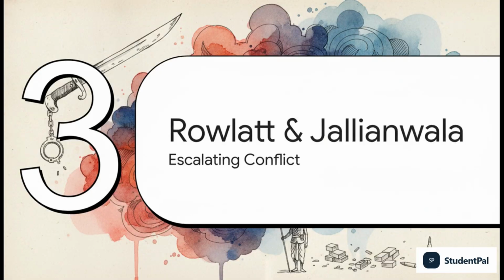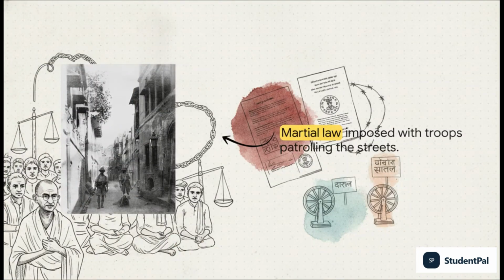Section 3. Rowlatt and Jallianwala, escalating conflict. Emboldened by all this local success, in 1919, Gandhi decided it was time to step it up. He launched a nationwide Satyagraha against the proposed Rowlatt Act.